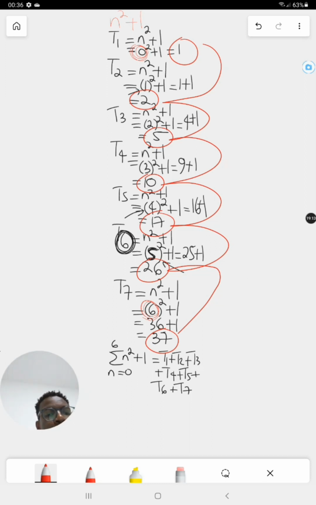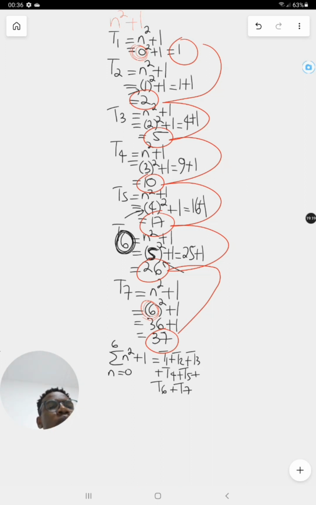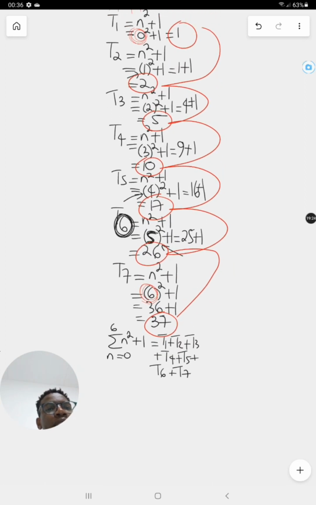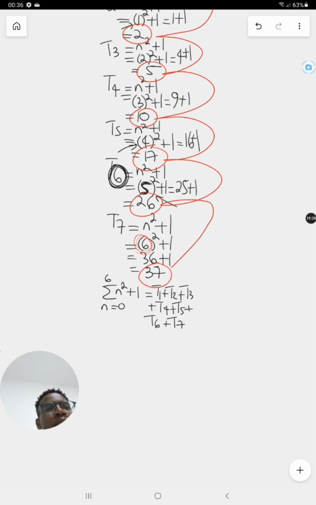Okay, so let's do that. What is 1 plus 2? 1 plus 2 is 3. What is 3 plus 5? 3 plus 5 is 8. What is 8 plus 10? 8 plus 10 is 18. What is 18 plus 17? 18 plus 17 is 35. What is 35 plus 26?